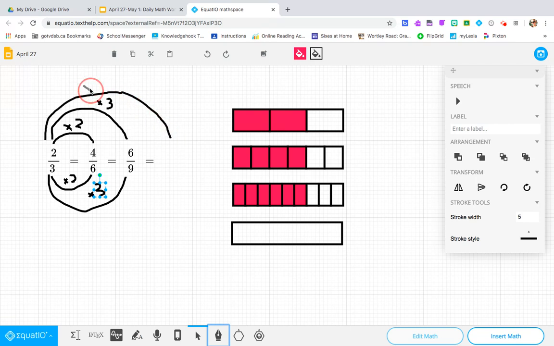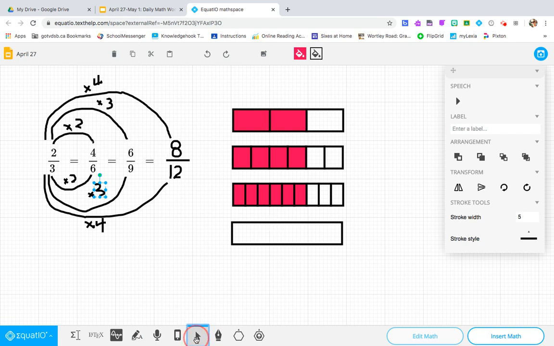So let's multiply the numerator 2 by 4, and we have to do the same thing to the denominator. So we'll also multiply the denominator 3 times 4. And let's see what we end up with here. So 2 times 4 will give us 8, and 3 times 4 will give us 12. So we have just found our next equivalent fraction to 2/3, which will be 8/12.